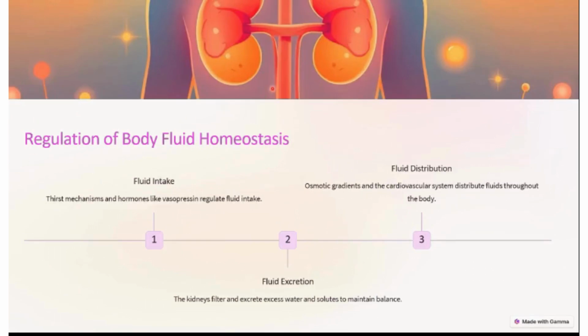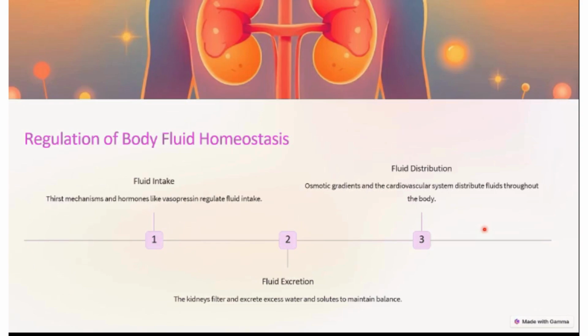Now regulation of body fluid homeostasis. Fluid intake: the thirst mechanism and hormones like vasopressin regulate fluid intake. Fluid excretion: the kidney which filters. I have already discussed the kidney section. I'll provide you the link in the description. Kindly check the kidney video. So fluid excretion, the kidneys filter and excrete excess water and solutes to maintain the balance. Then fluid distribution: osmotic gradients and the cardiovascular system distribute fluids throughout the body.